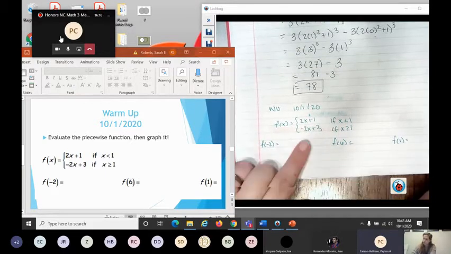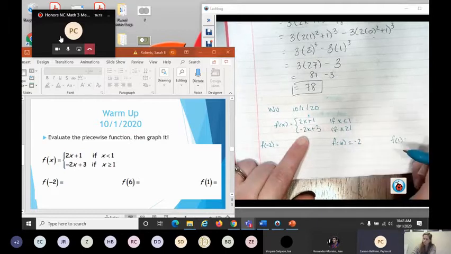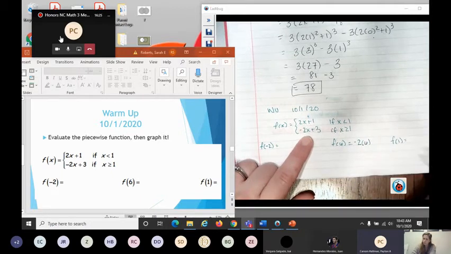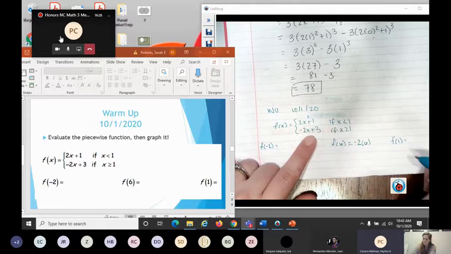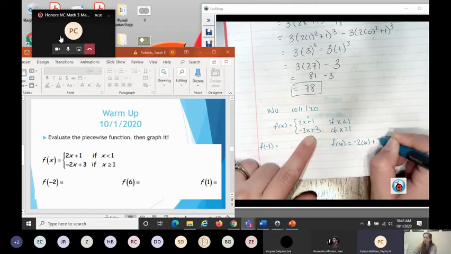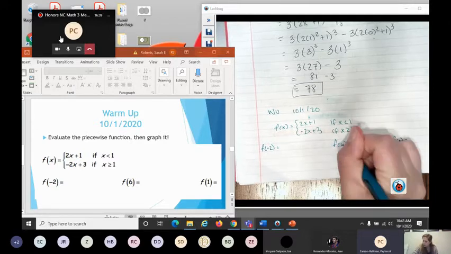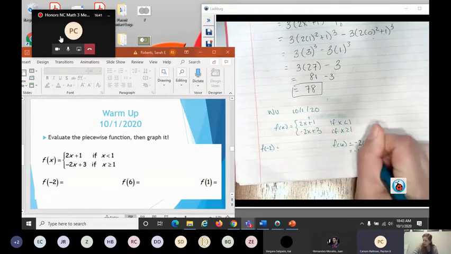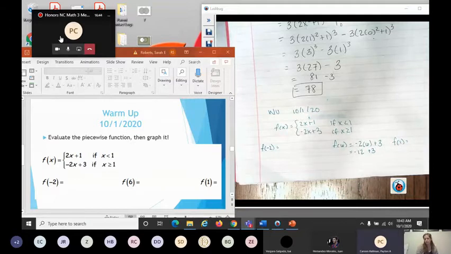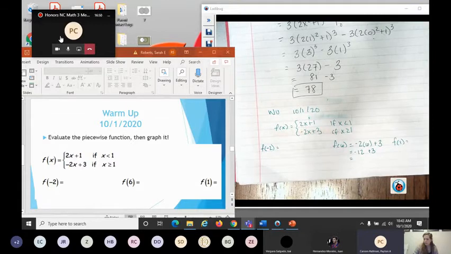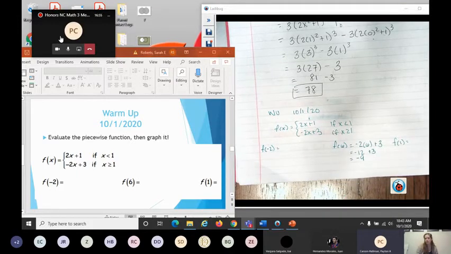Okay, put negative 2 parentheses 6 plus 3. Perfect. Good job. And then what is negative 2 times 6? It's negative 12. Perfect. And then if I add 3 to that, what should I get? It's negative 9 or 10. Good. Yeah, negative 9.